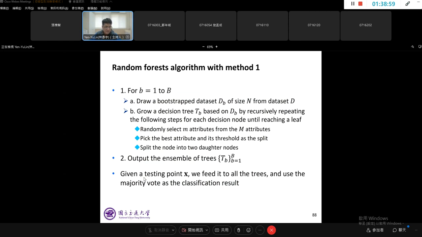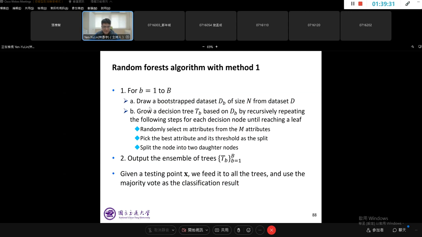Okay, in this slide, I use this slide to summarize the algorithm for random forest. Especially this forest is constructed by using method number 1. Okay, suppose we want to construct capital B decision trees. So there is a for loop here. In this for loop, there are 2 steps.